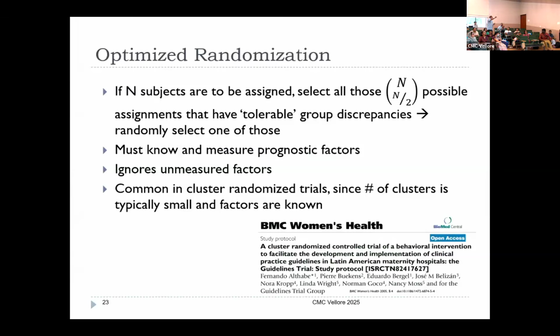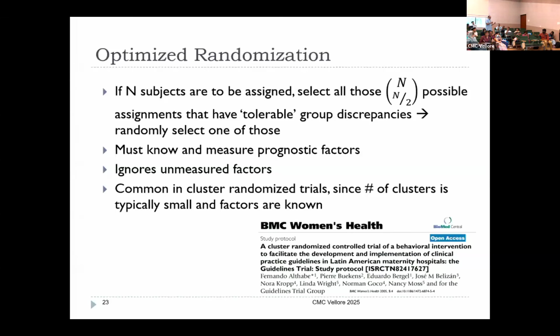No, this is all a design phase. So you know what the potential confounders are. In this case, they had the past experience of the staff, the number of women they treated, whether the hospital was urban, rural, etc. So they know these things, and we would like them to be balanced.